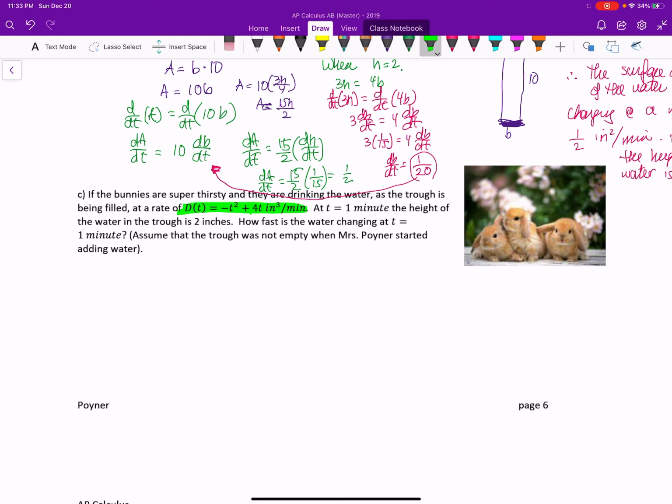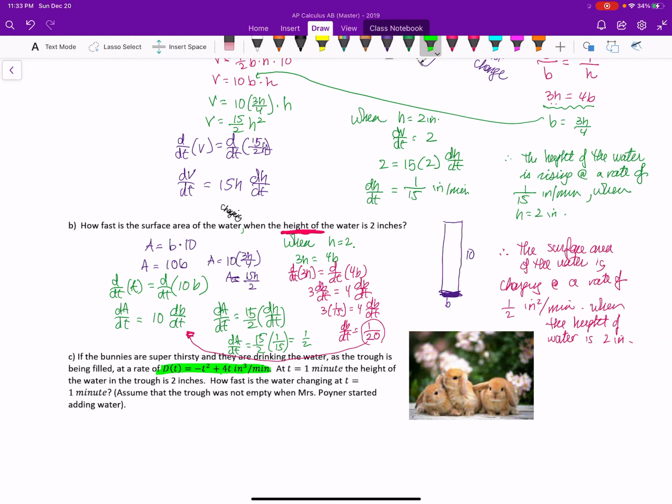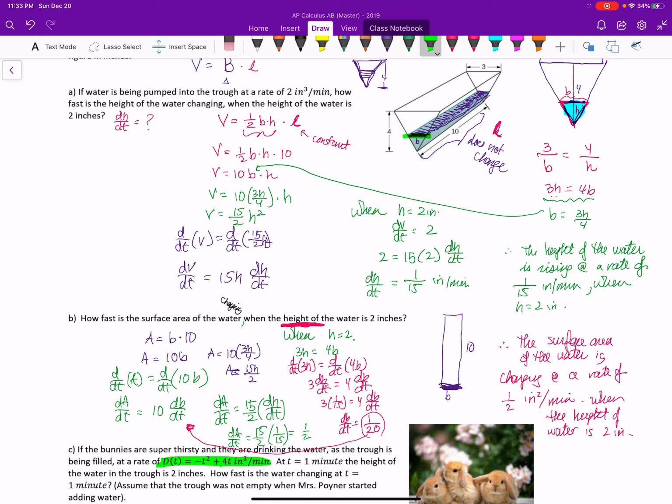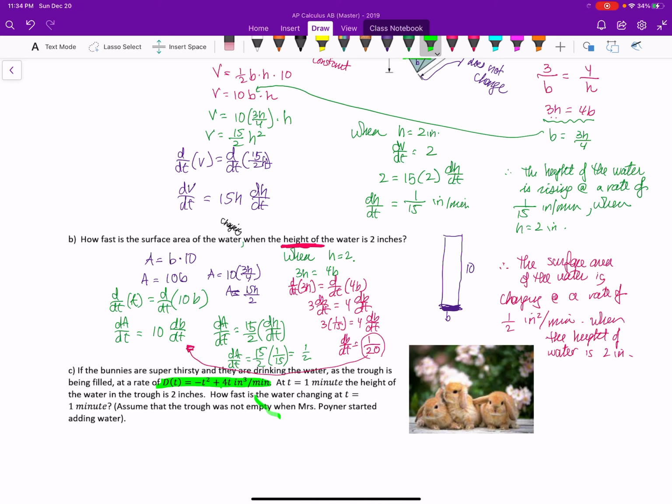Assuming that the trough is not empty when Mrs. Pointer starts adding the water, I need to figure out how much the water is changing to answer this question. Essentially, it is the same question as part A, where we were asking how fast the height of the water is changing. That's what I meant. I should add that here, the height. That's what I want to know, of the water changing at t equals 1.